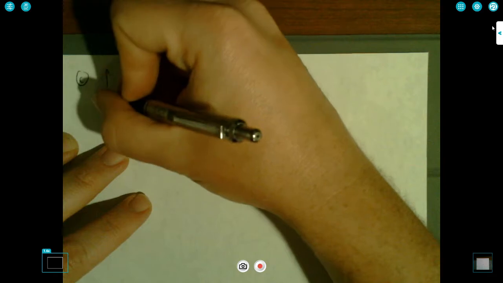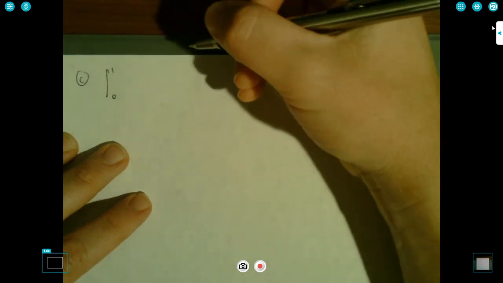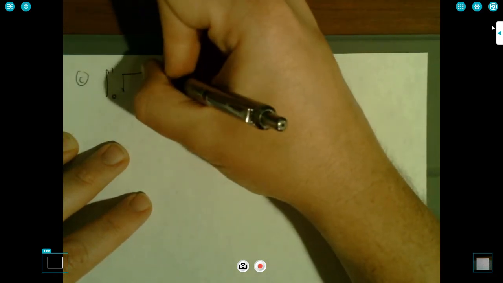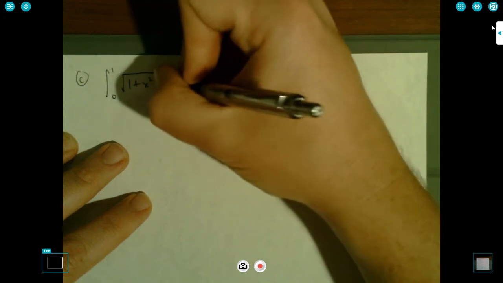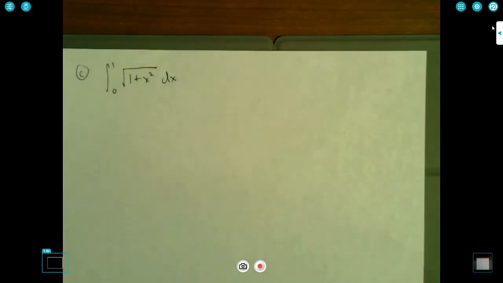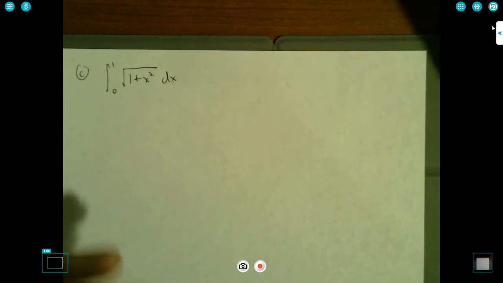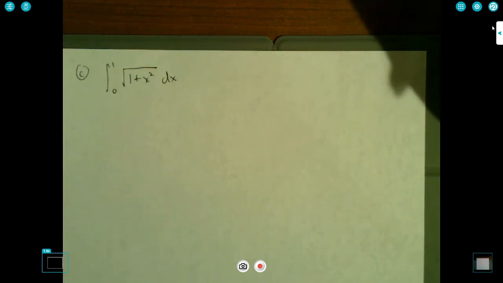Okay, let's do another one. This time let's put some limits of integration on there so that we know how to deal with those. So let's do the integral from 0 to 1 of the square root of 1 plus x squared dx. Well, this is pretty easy. I'm pretty sure we've integrated this one before using integration by parts or something, right? But let's do this using trig substitution.